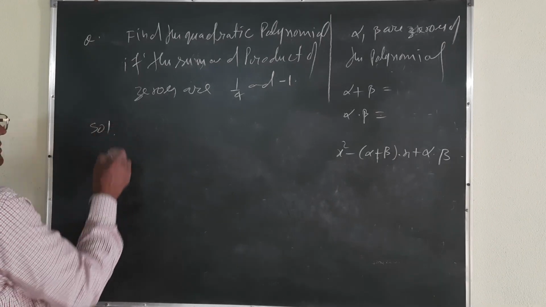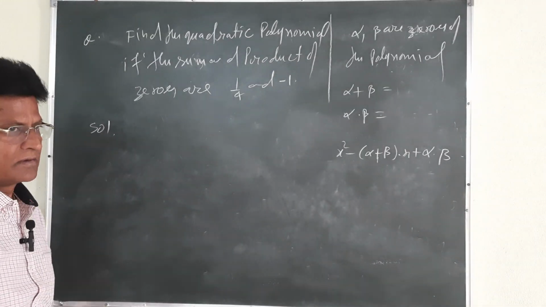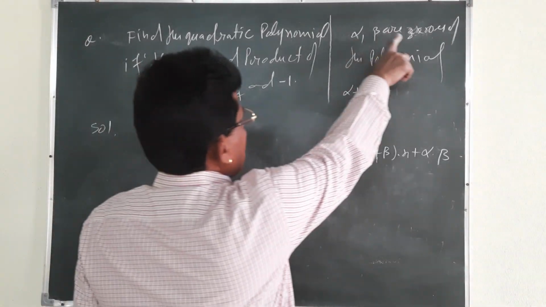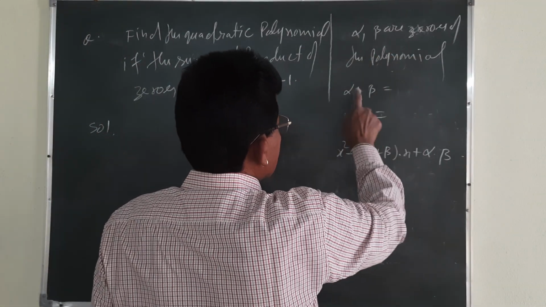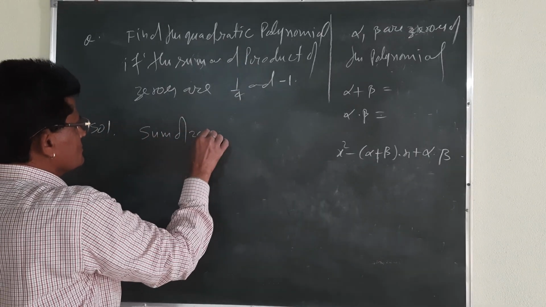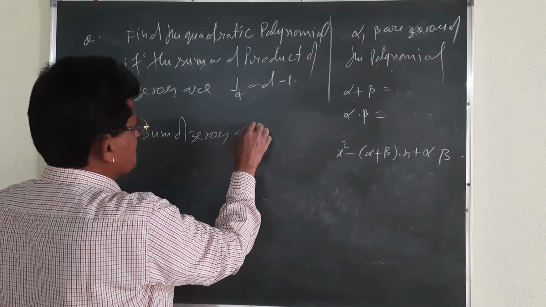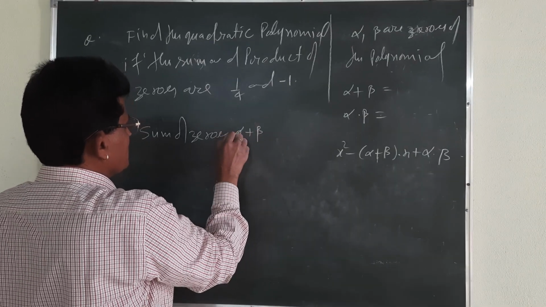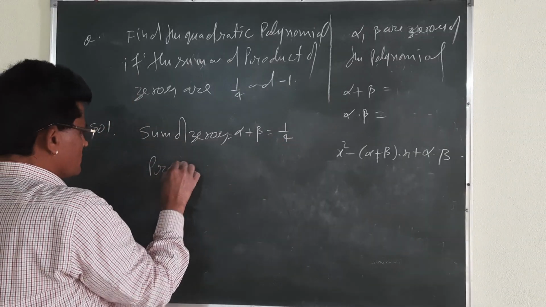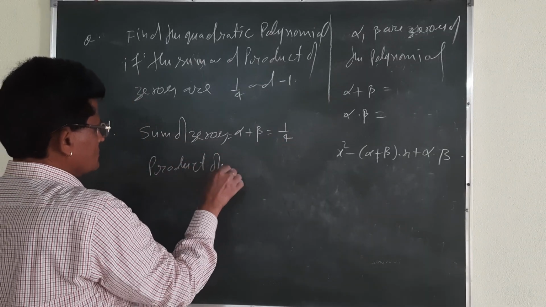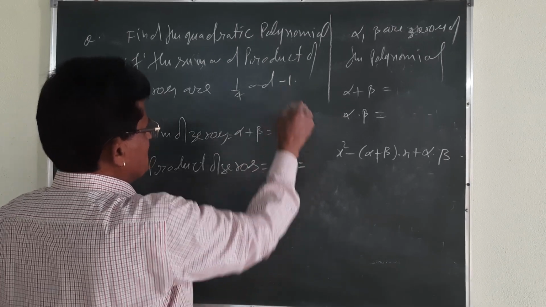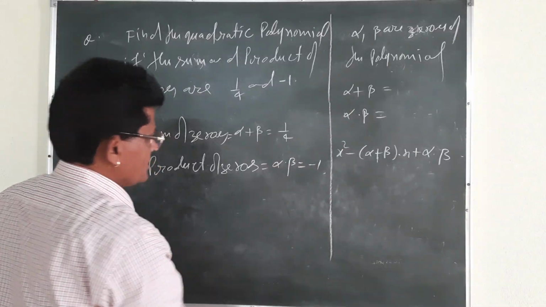Then the solution. Sum of zeros. As I told you, alpha and beta are the zeros of the polynomial. Then the sum will be what? Sum of zeros means alpha plus beta will be equal to 1 by 4. Product of zeros, alpha into beta, will be equal to minus 1.